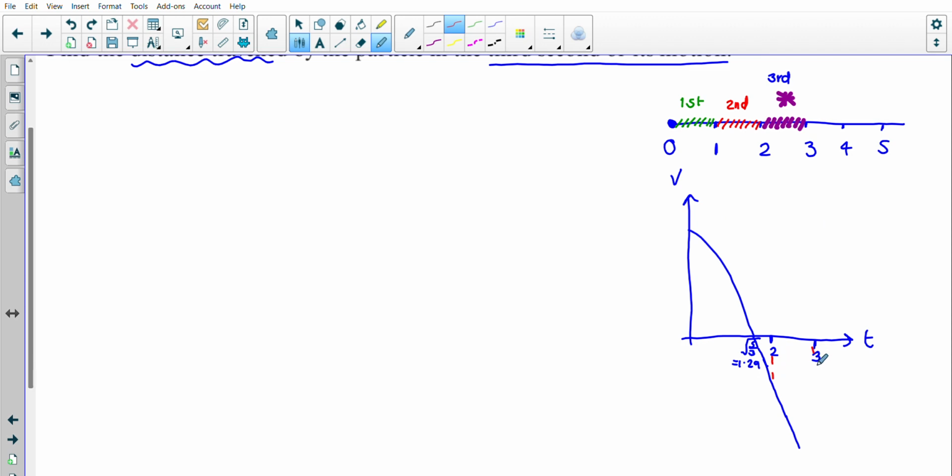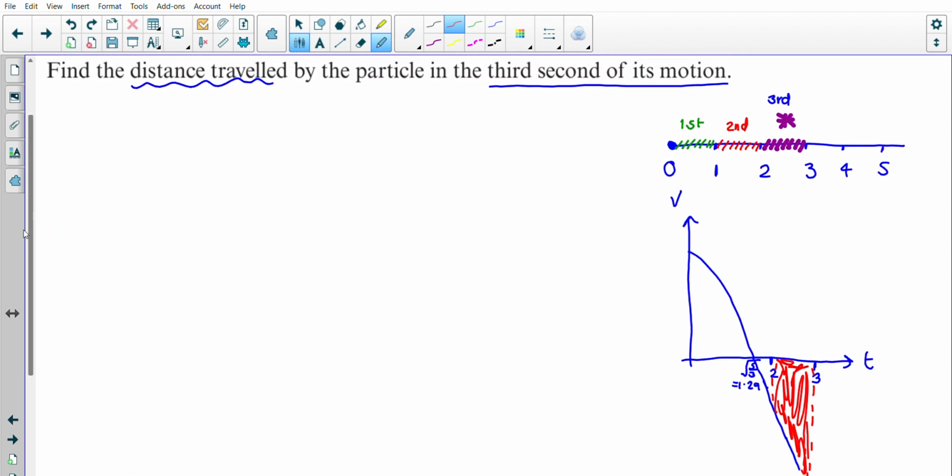I'm looking at the area of that part. So from the t-axis to the curve here. Now hopefully you've spotted what's going to happen. When I integrate between these two values, I should get a negative answer because the area I'm interested in is underneath the t-axis. So let's have a see if that works.